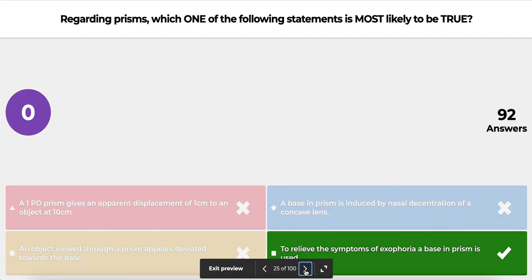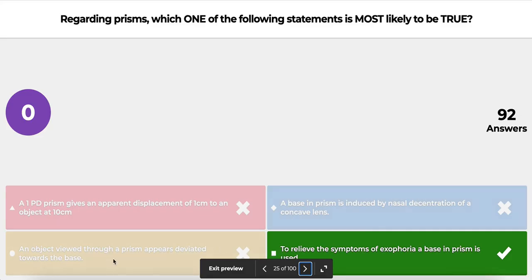Exactly, to relieve the symptoms of exophoria, a base in prism is used. So a one prism diopter will give an apparent displacement of 1 centimeter to an object at about 1 meter distance. This is one of the methods of notation of the prism. A base out prism is induced by nasal decentration of the concave lens, and we mentioned this in the lectures.